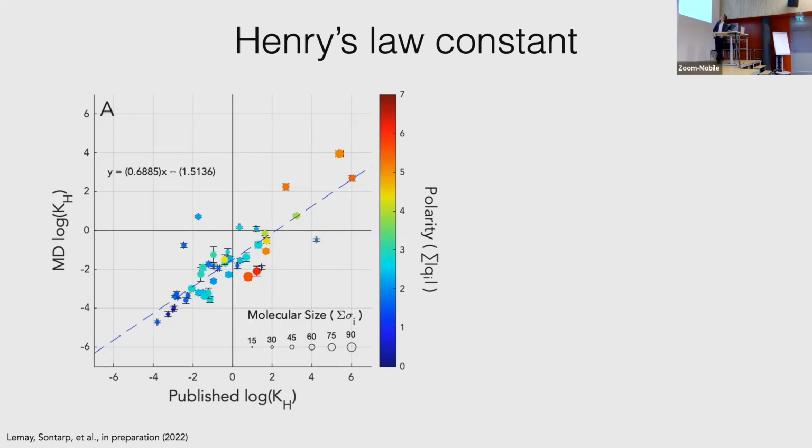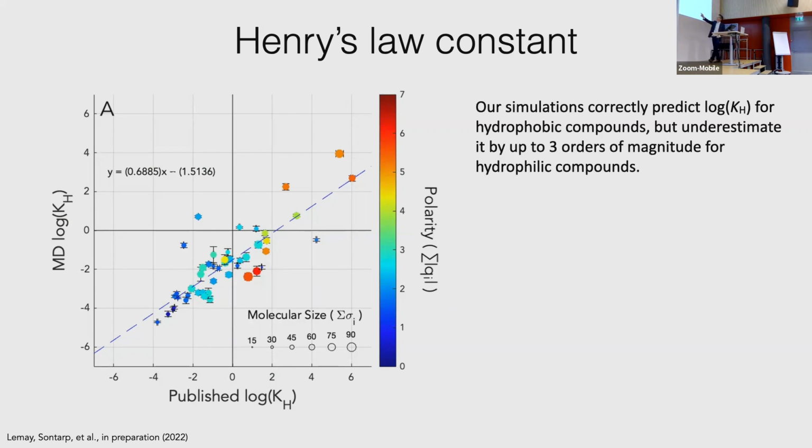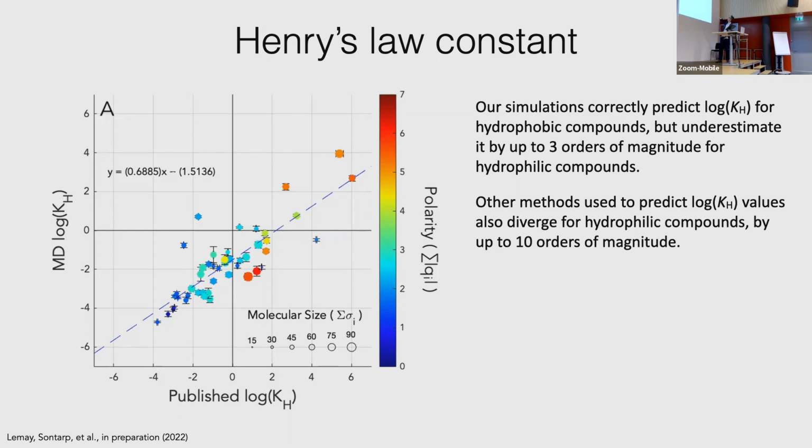There's a systematic bias where we're correctly predicting the Henry's law constants of the more hydrophobic compounds, but we're underestimating the water affinity of the more hydrophilic compounds by about 3 orders of magnitude. It turns out this is about on par with other methods that are used to predict the Henry's law constants of organic contaminants or organic compounds in the atmosphere. In fact, other methods used to predict these log KH values have been shown to diverge in the case of hydrophilic compounds by up to 10 orders of magnitude.